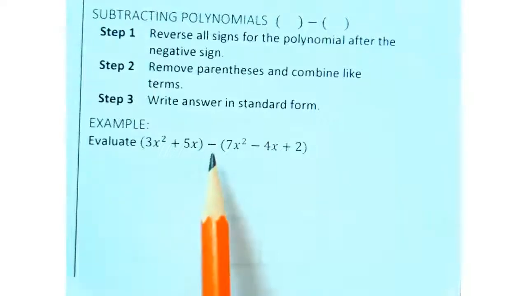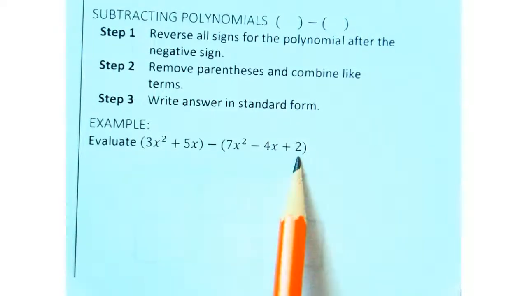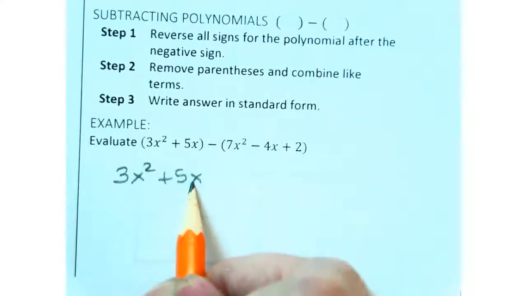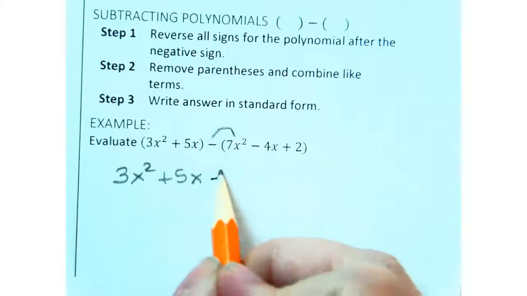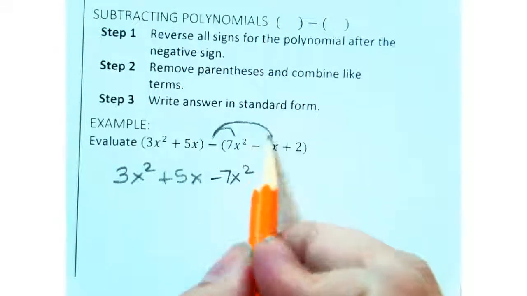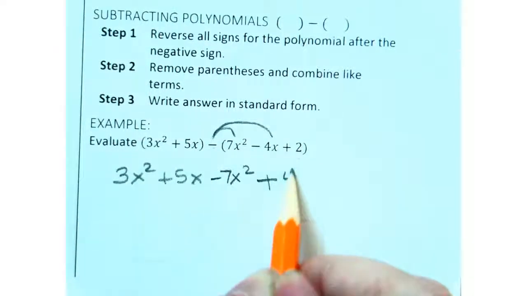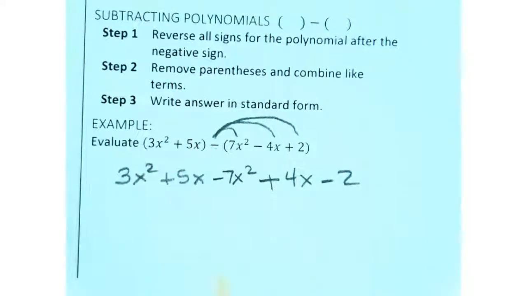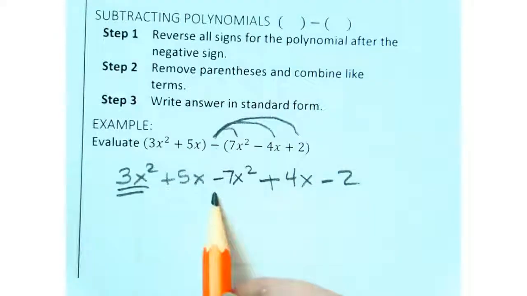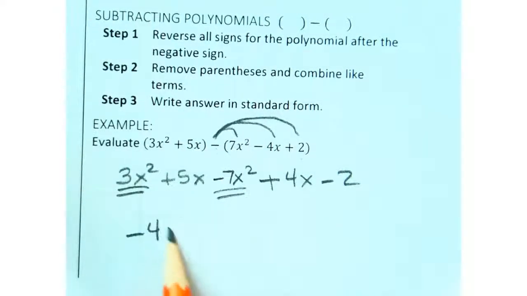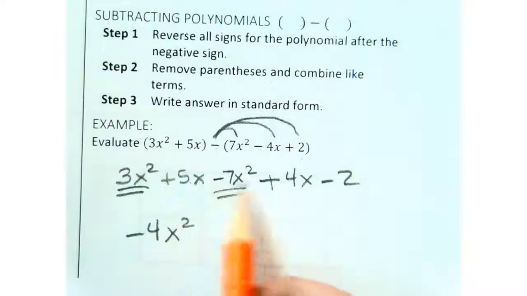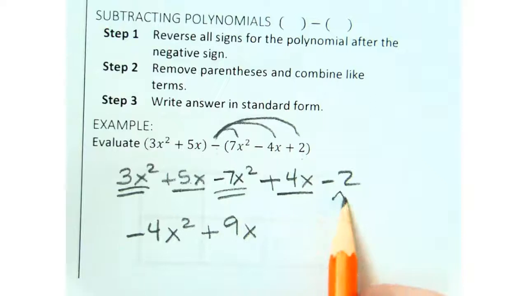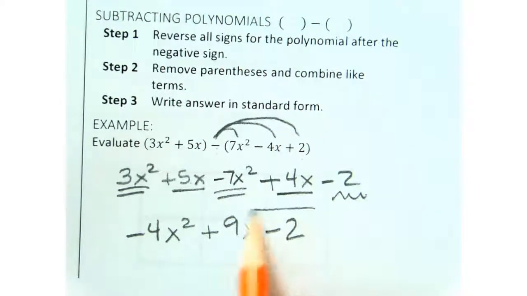Subtracting polynomials. When there's a minus sign between the parentheses, this means to subtract. Distribute the negative to each of the terms in the second expression. Minus 7x squared plus 4x minus 2. Now combine like terms. Remember not to add the powers. 3 minus 7 is negative 4x squared. 5x plus 4x is 9x minus 2. This is our solution.